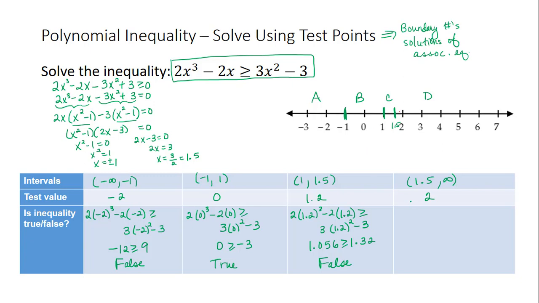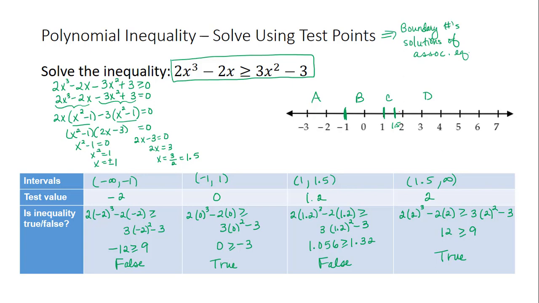Lastly, we substitute 2 for x to get 2 times 2 cubed minus 2 times 2. Is that greater than or equal to 3 times 2 squared minus 3? So on the left, we get 2 times 8, or 16, minus 4, which is 12, is greater than or equal to 3 times 4 is 12 minus 3, which is 9. And that is a true statement.